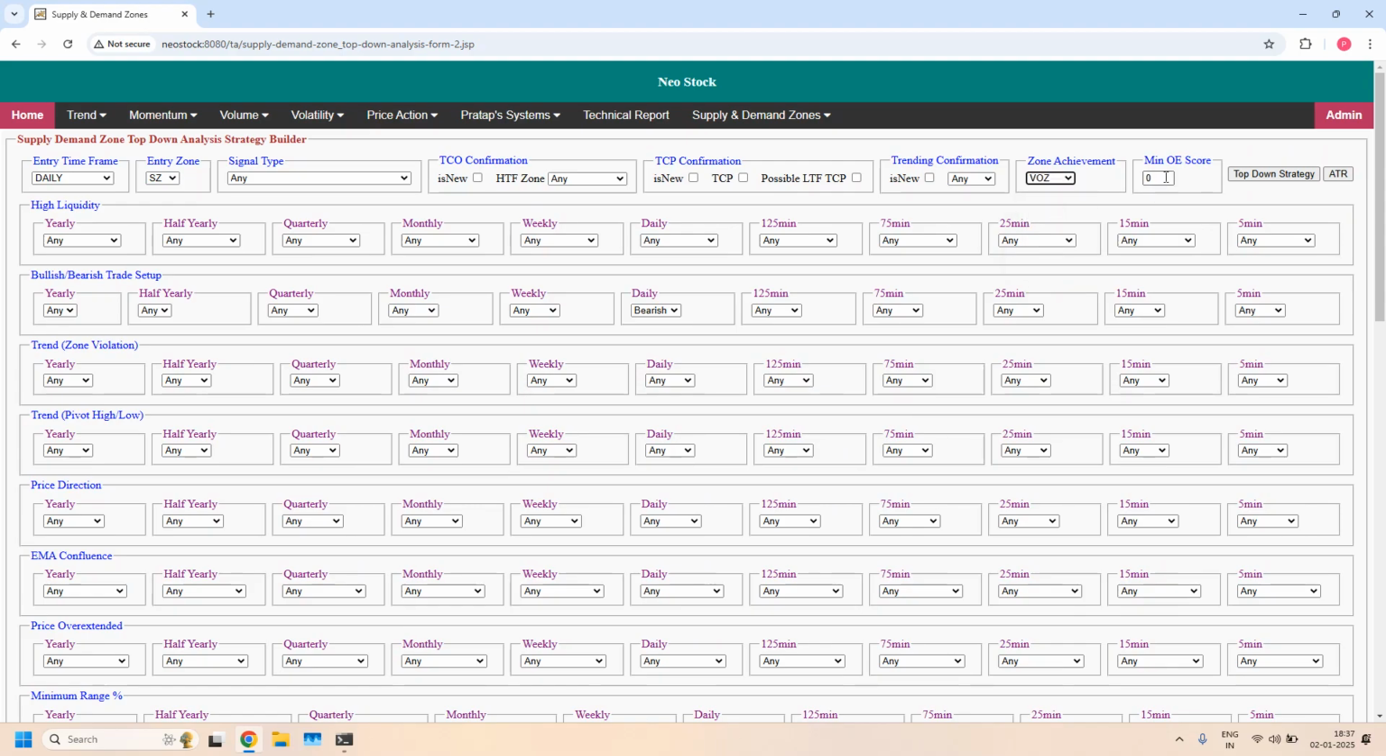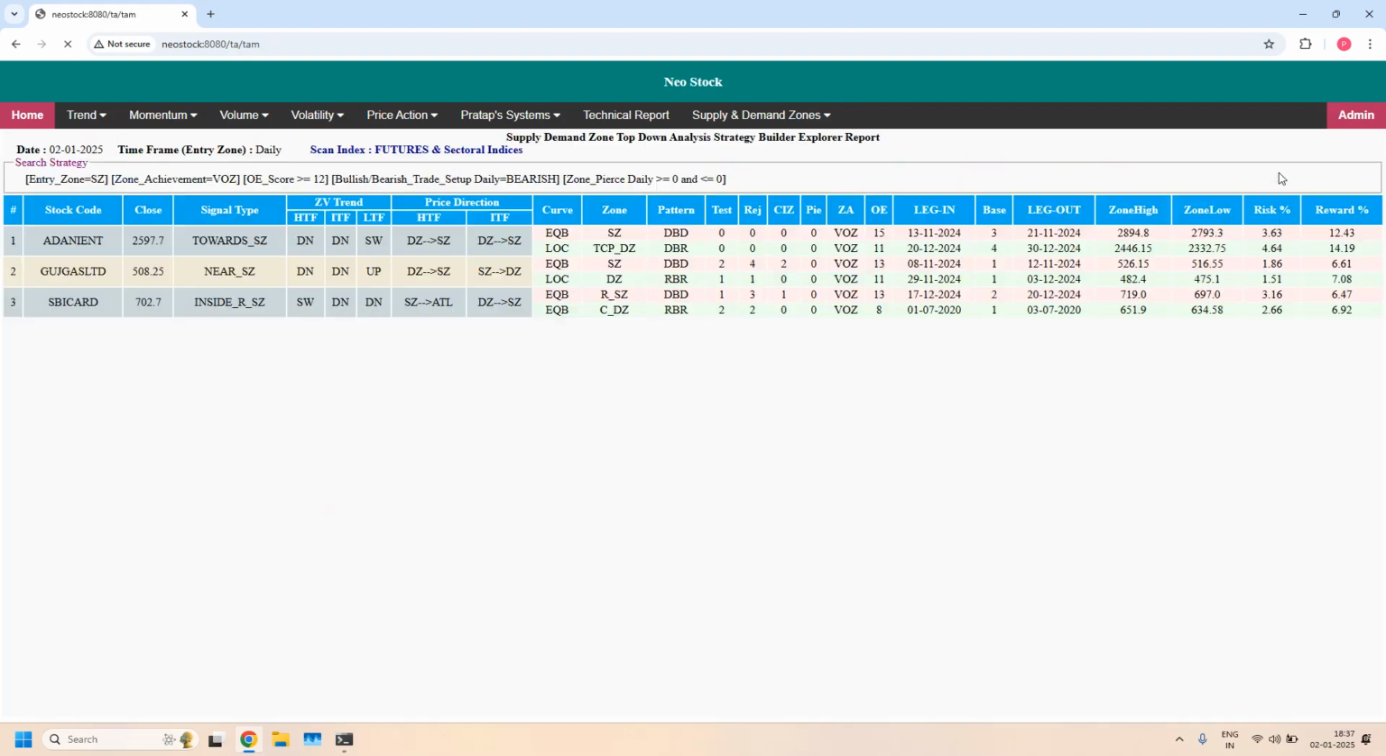Zone achievement violated opposing zone, minimum odd enhances score 12. All three filters are applied to daily supply zone. Let's verify. We got three stocks. Currently, these three stocks are supporting bearish trade setup for monthly income trade.